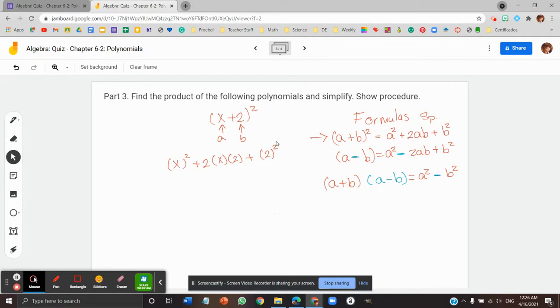Now I can solve. x to the second power is x to the second. I cannot do anything more there. But I can multiply my numbers, right? 2 times 2 is 4. And I'm just going to put the x right there. Plus, 2 to the second power is the same as 2 times 2. And that is going to be 4. And that would be my expression simplified and in standard form. Let's do one more.